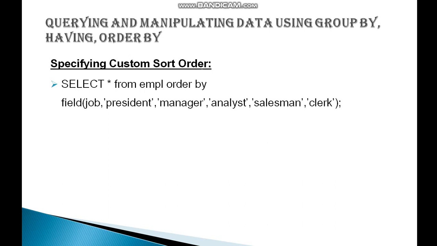Next, specifying custom sort order. If I want to arrange things not only on the basis of their values or alphabetic order, but on the basis of a certain name or certain job, I can use the order by clause with this type of query: select star from employee order by the field job. According to the order which you have written here, first of all it will arrange the president, then manager, and the rest like this.